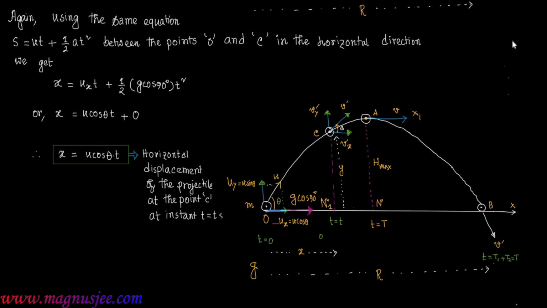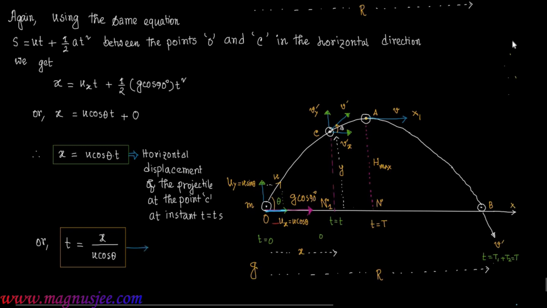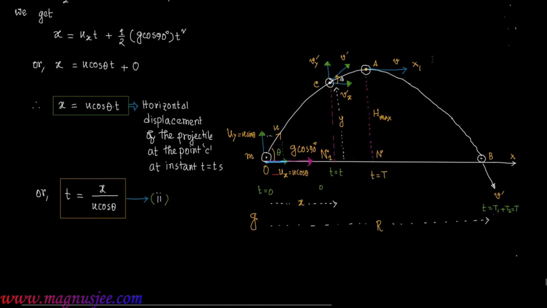Or x is equal u cos theta into t, that is the horizontal displacement of the projectile, or small t equal x divided by u cos theta, which is the time at which the projectile moves from the point O to C. T is equal x divided by u cos theta, which is equation 2.